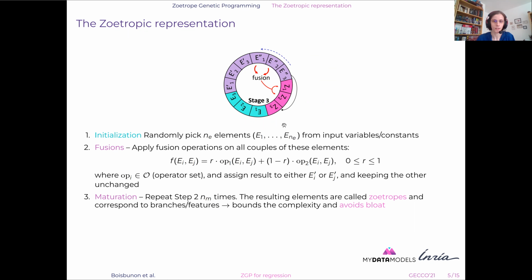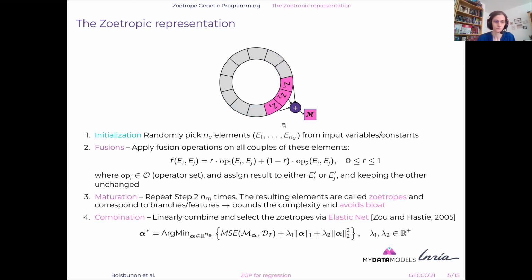So at the end of these maturation steps, we obtain elements that we call zoetropes, and these zoetropes actually correspond to branches of the tree, or they can also be seen as new features. And finally, the last step consists in combining those zoetropes through elastic net, which allows us to both select the most relevant zoetropes, and also to optimize the weight of the remaining zoetropes.